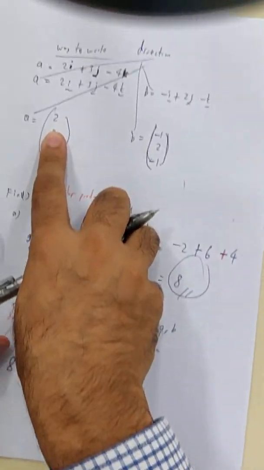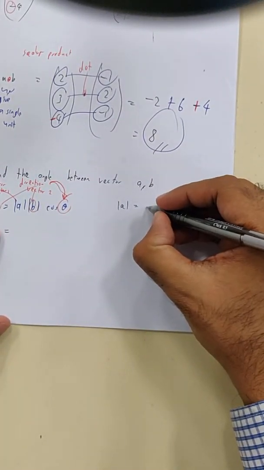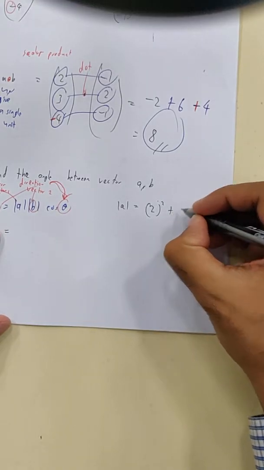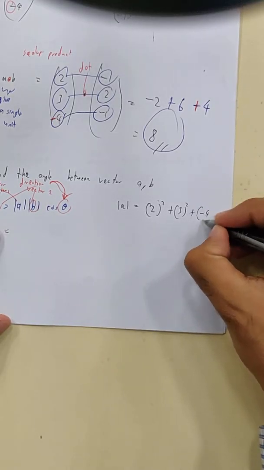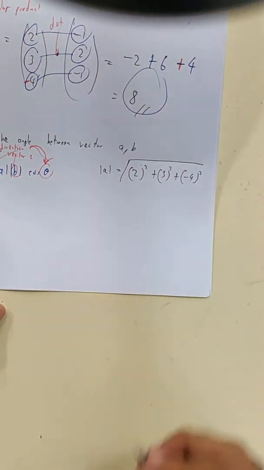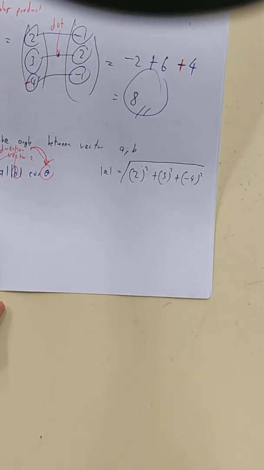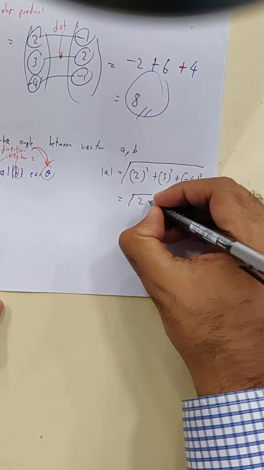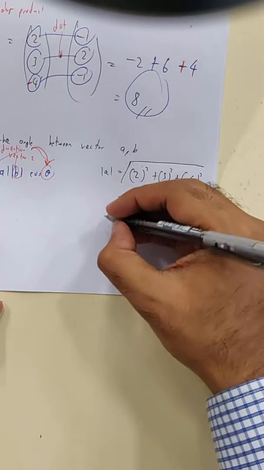You got here 2, 3, negative 4, right? So it's supposed to be 2 squared plus 3 squared plus negative 4 squared. And what do I do with this? Square root. Calculate for me, what do you get? Take up your calculator. Square root 29. You guys okay? Without me helping you, can you try modulus B?